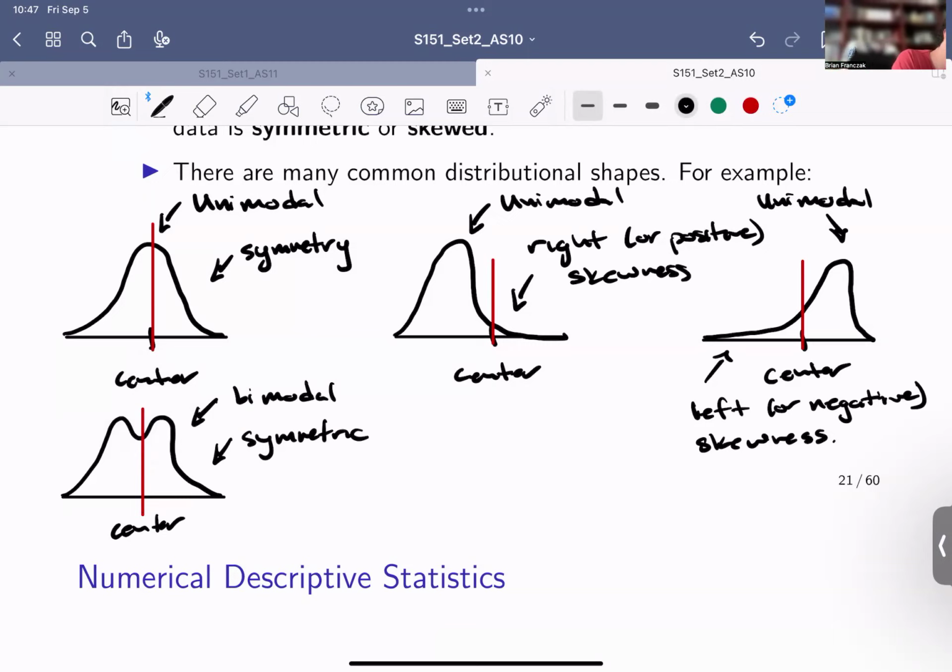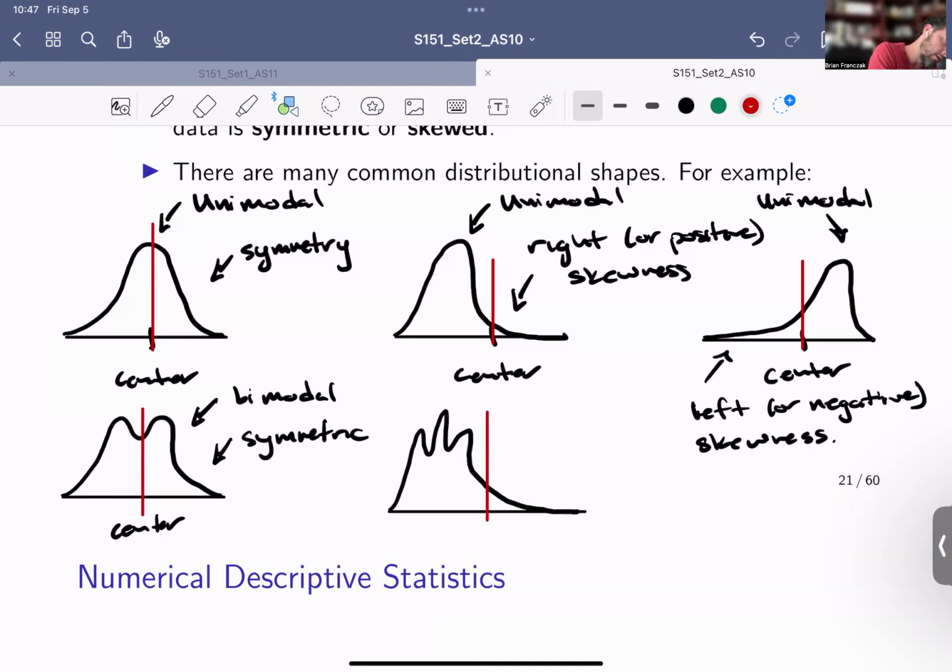And then you could have something, this is going to be a little ridiculous, but just for illustration, let's suppose we had something that looks like this. Right? And then let's say, just for the sake of illustration, the center was right about here.